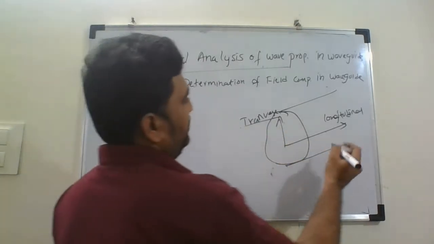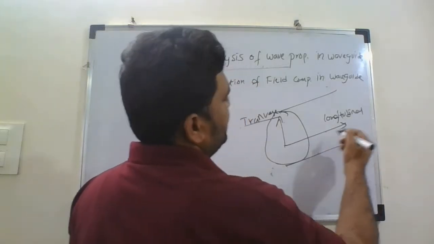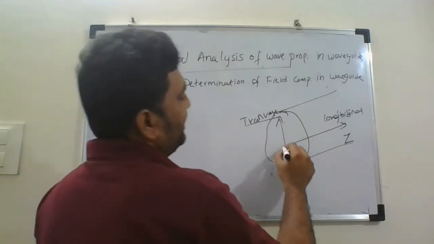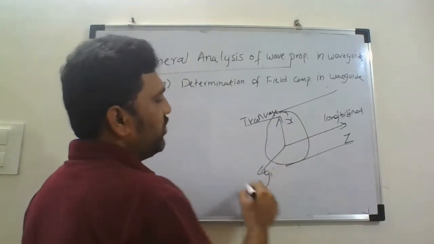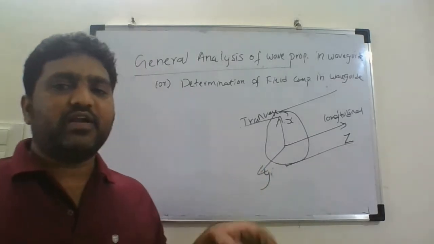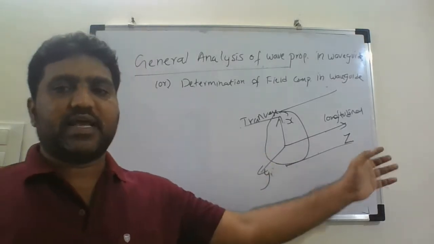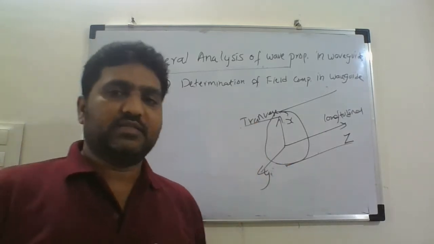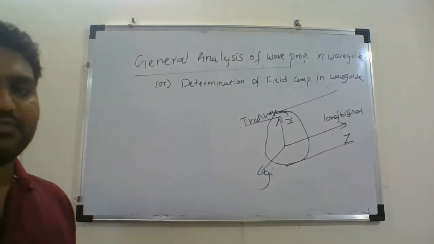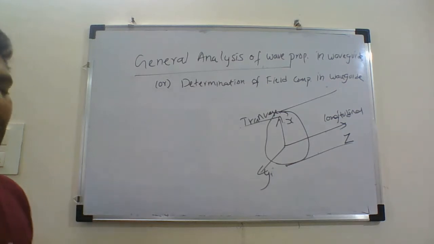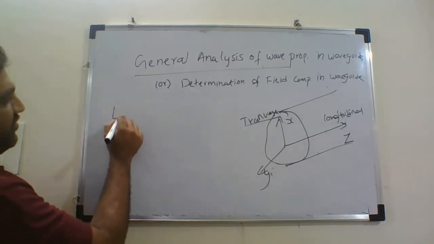Let us assume that the waveguide is placed in such a way that the longitudinal direction is along the z-axis, and the transverse directions are along the x and y axes. So this is the assumption that we make. Now assuming a rectangular coordinate system, we have the field components.